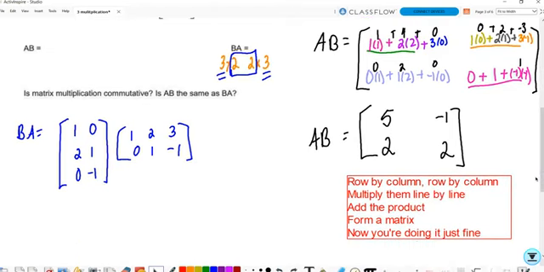Goes like this. Row by column, multiply them line by line. Add the product, form a matrix. Now you're doing it just fine.